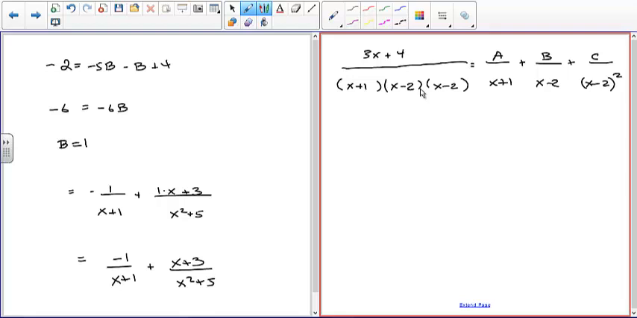Okay, now this is not quite as easy as far as coming up with the common denominator. This one I have to multiply by x minus 2 squared to get this whole thing. This one I have to multiply by x plus 1 and x minus 2. And this one I have to multiply by x plus 1. So let me just show you how this works.